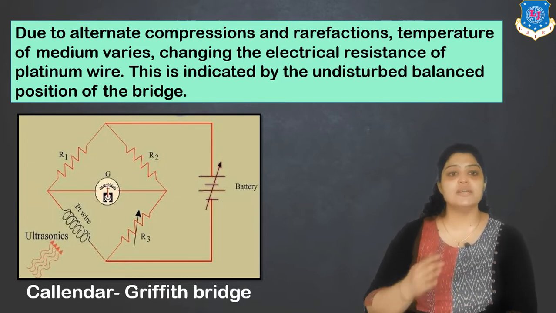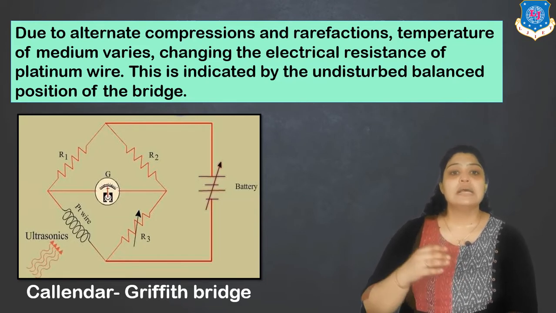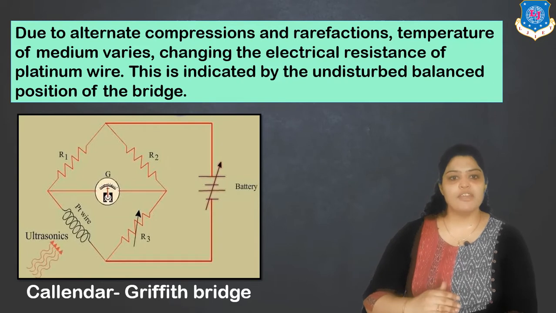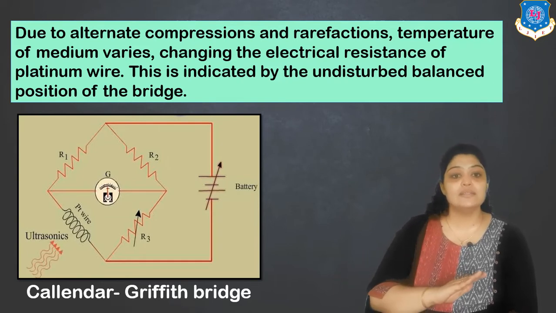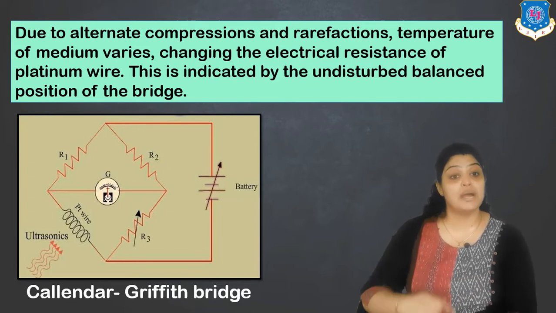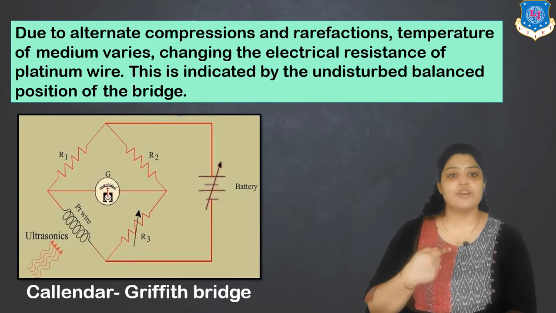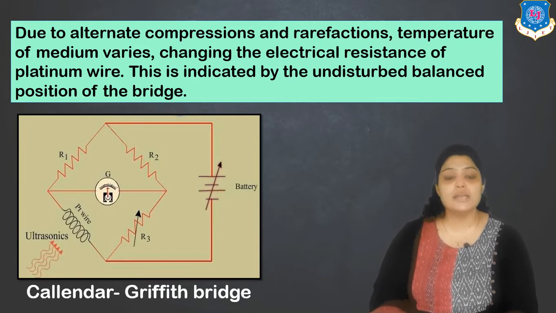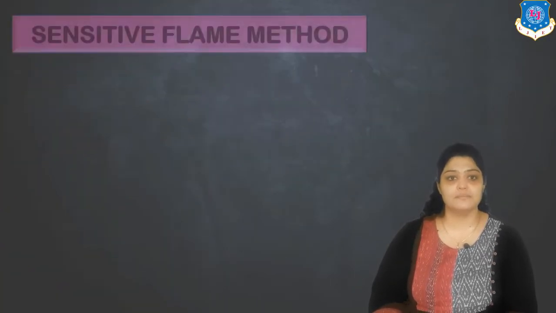At the rarefaction, the temperature decreases. So again, the pointer movement will be opposite. Let me tell you, if there is no ultrasonic wave present, the galvanometer shown here will be at the rest position, indicating that there are no ultrasonic waves present. But when ultrasonic waves are present, due to changes in temperature because of compression and rarefaction, the resistance of the platinum wire changes, leading to an unbalanced position of the bridge. This is how the presence of ultrasonic waves is detected.